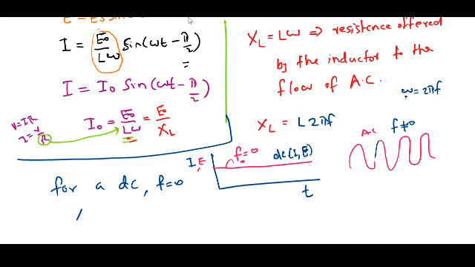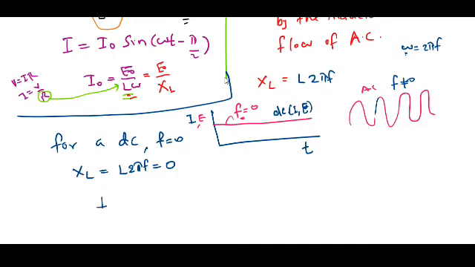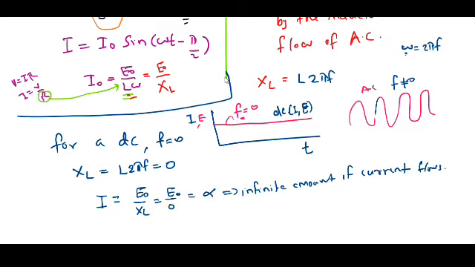Then if f is equal to 0, our XL, that will be L into 2 pi f, will be equal to 0. I can write I is equal to E0 divided by XL, that is E0 divided by 0, that is infinity, that is, an infinite amount of current flows. That is, the resistance offered by the inductor for a DC current is 0. That means if we apply a DC current to the inductor, the resistance offered by the inductor will be 0 and the DC current flows through the circuit.